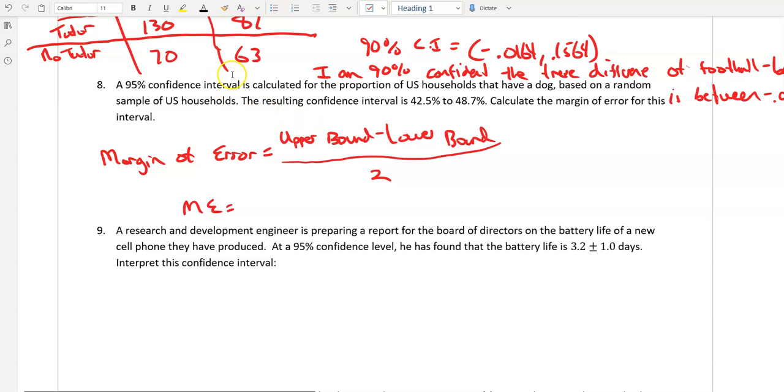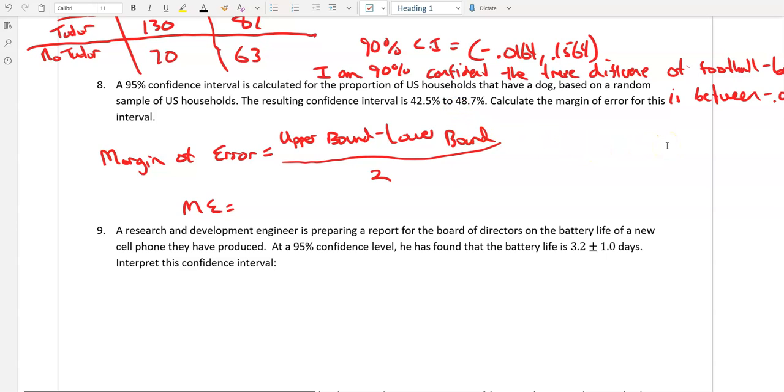All right, so number 8: you're given a 95% confidence interval for the proportion of U.S. households that have a dog. The resulting confidence interval is somewhere between 42.5 and 48.7%, where we're 95% confident the true percentage of people that have a dog is between those two numbers. So calculate the margin of error for this interval.